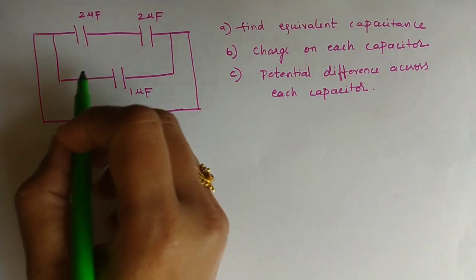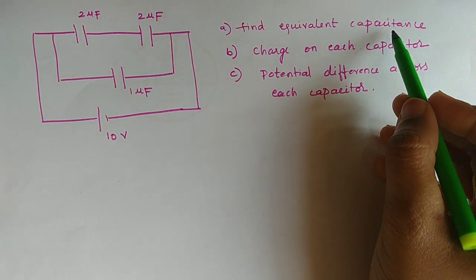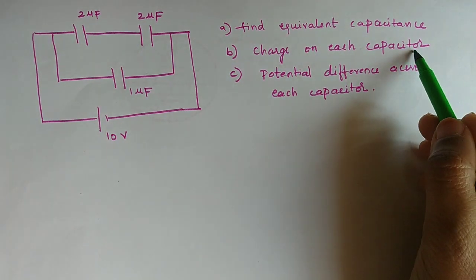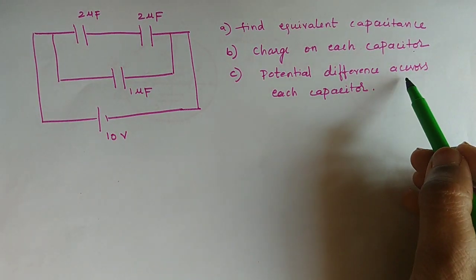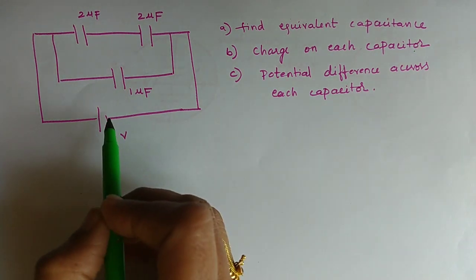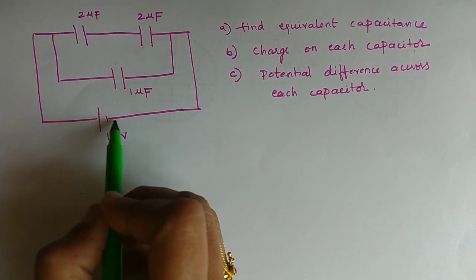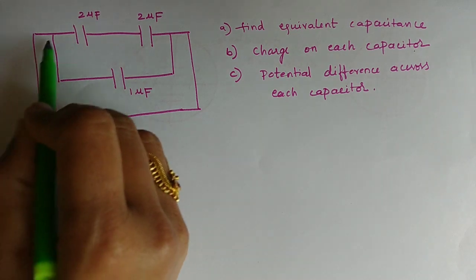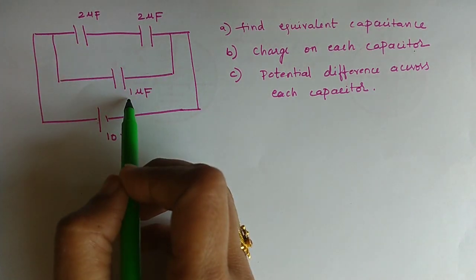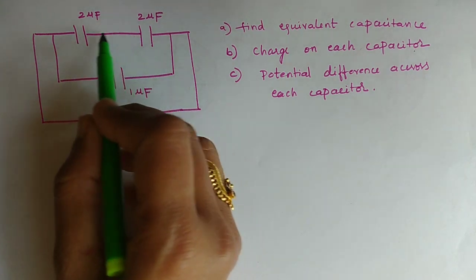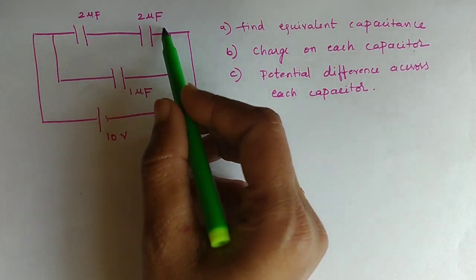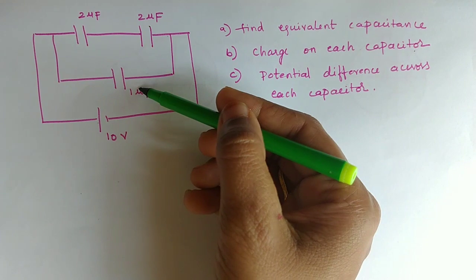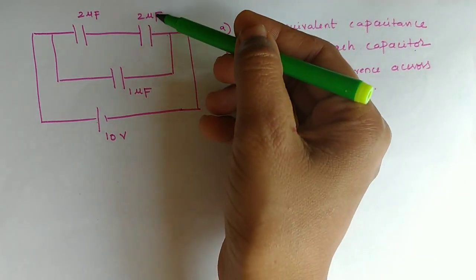For this arrangement, they are asking you to find out the equivalent capacitance, charge on each capacitor, and potential difference across each capacitor. Now observe the combination. This is the battery which is having a 10 volts potential difference, connected to 2, 2 and 1. On observation you can see that 2 and 2 are in series combination and this combination is parallel to 1 microfarad.